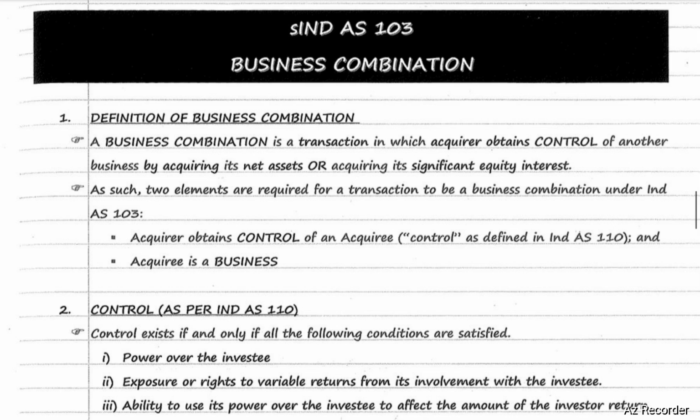So, in order to be called a transaction as business combination, there are two elements. As per Ind AS 103, there are two elements. First element, acquirer obtains control of the acquiree. Control definition is defined in Ind AS 110 and acquiree is a business. So, there are two elements which are required to be fulfilled to call a transaction as a business combination.